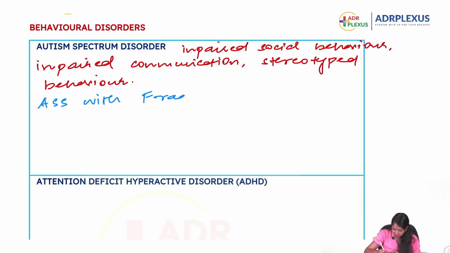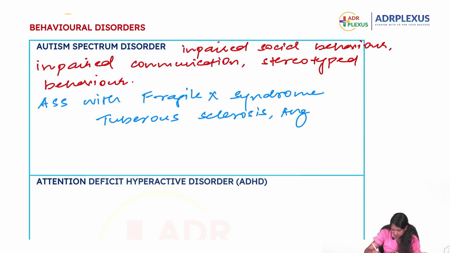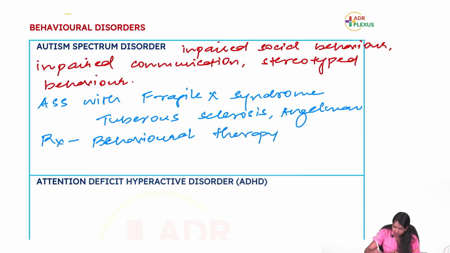Fragile X syndrome, tuberous sclerosis, Angelman syndrome. These are some associations. Treatment of autism is behavioral therapy. The onset is important. Onset is within 3 years.